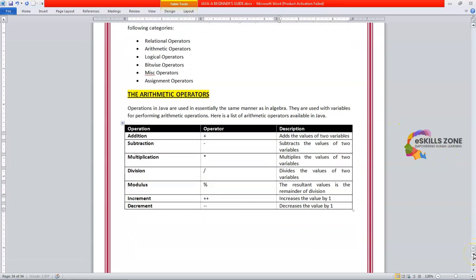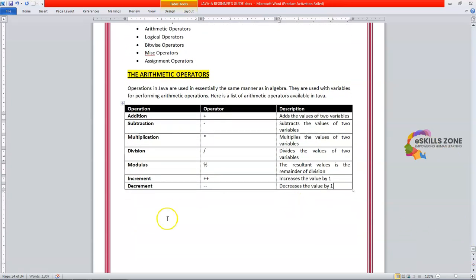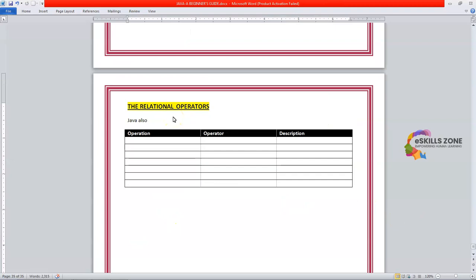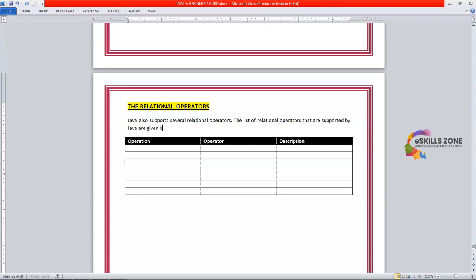Now the next one is the relational operators. Now we'll discuss the relational operators. Java also supports several relational operators. The list of relational operators that are supported by Java are given below. First we will discuss the operation, like what we have discussed for the arithmetic operators.